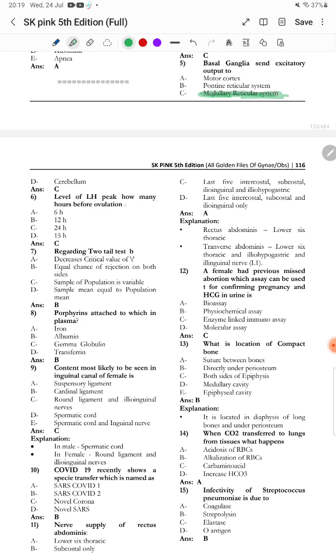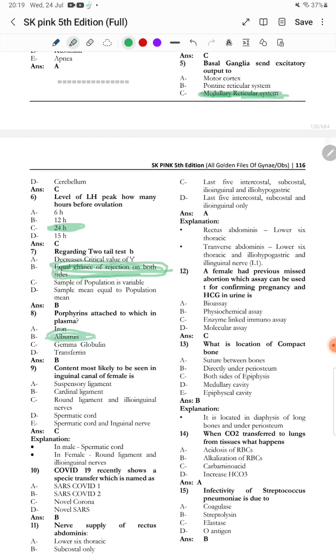Levels of LH peak how many hours before ovulation? So it is 24 hours. Regarding two trial test B, equal chances of rejection on both the sides. Clear? Porphyrins attached to which plasma protein? So it is attached to albumin.